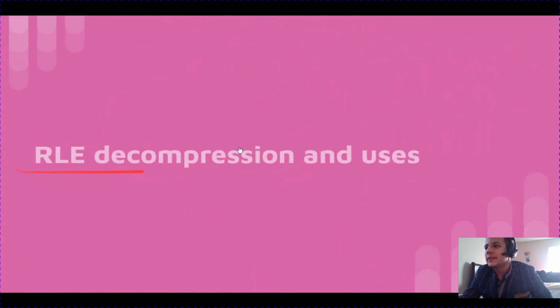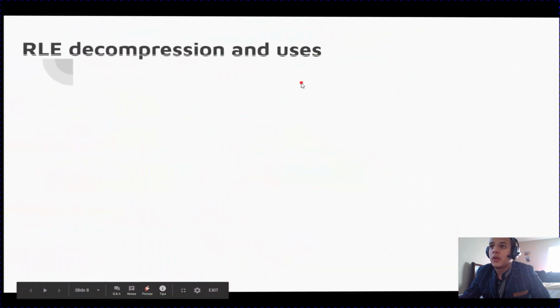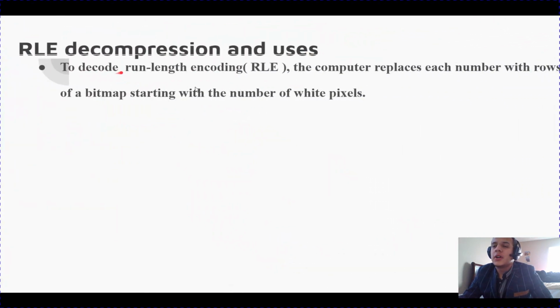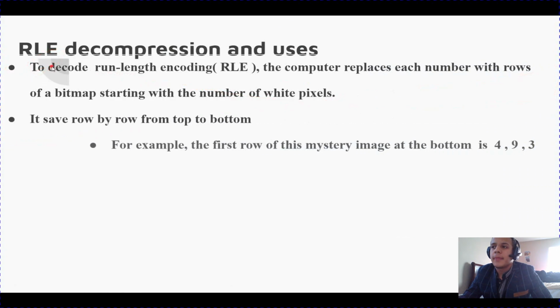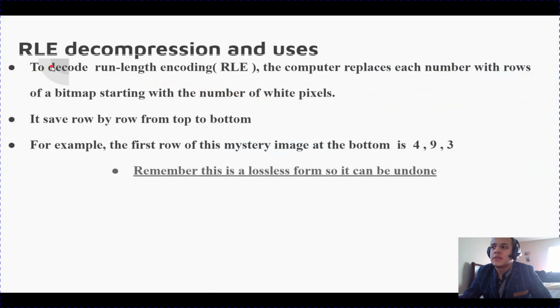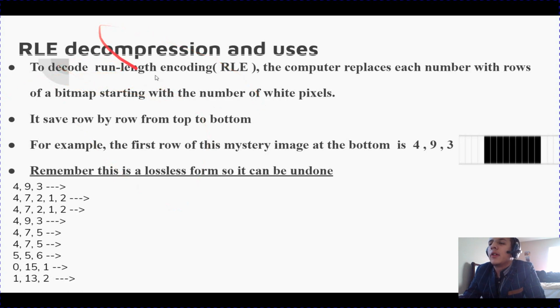RLE decompression and uses. So how do we decode RLE? To decode run length encoding, the computer simply replaces each of the numbers with rows of a bitmap, starting with the number of white pixels. It saves the rows from top to bottom, and then it renders the image.